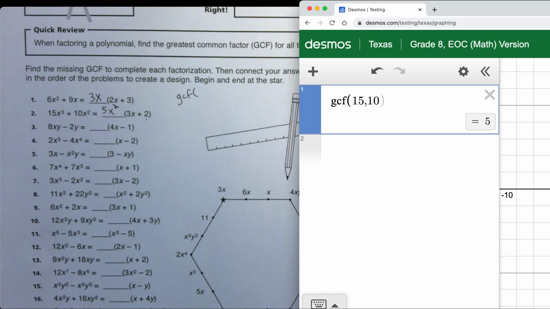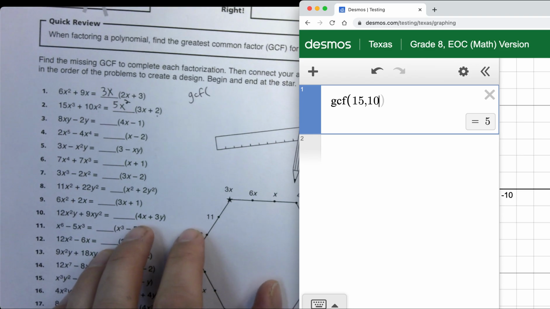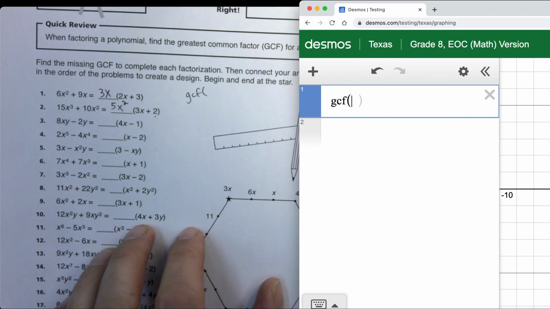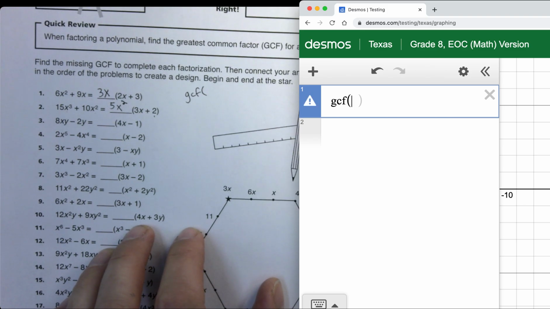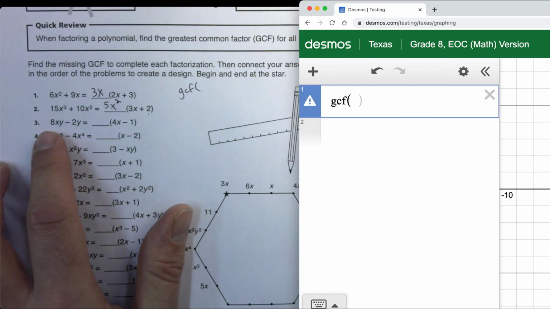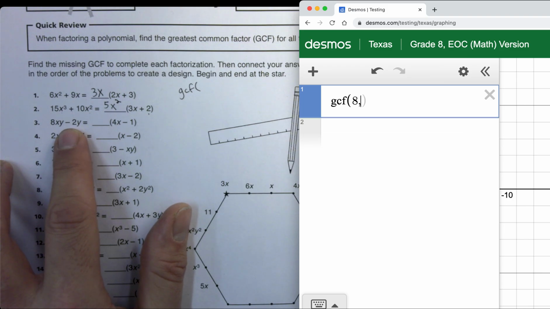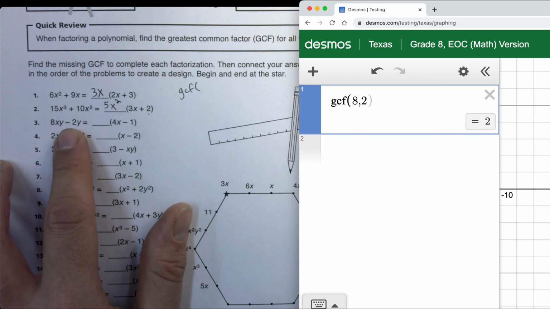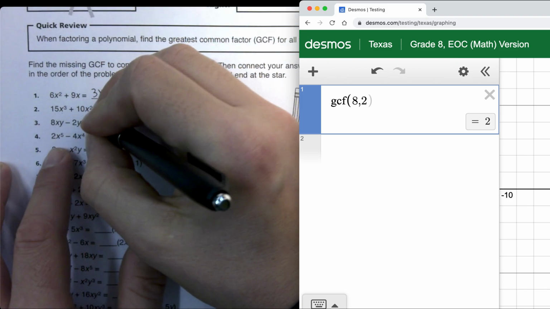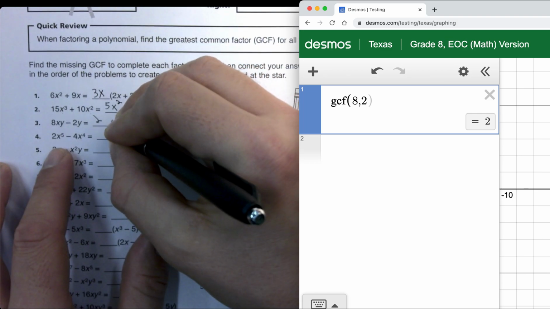Okay? So if I look at number 3, I already have my GCF function typed in Desmos, so I'm just going to delete the 15 and 10. So I'll type in these two numbers, 8 and -2. I'll just do 8 and 2. 8, comma 2. Okay. Usually when you're doing the GCF, you don't need to put the negatives in there. So 8 and 2 both have 2 in common because 2 can divide into 8 4 times and 2 can divide into itself 1 time.